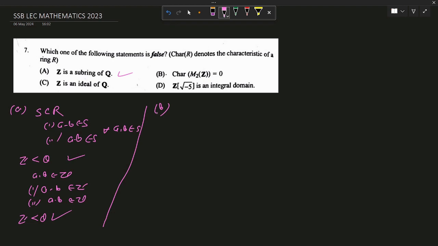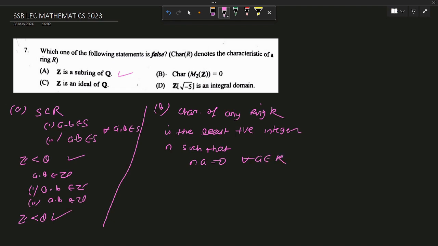Now come to option B. Option B says the characteristic of the ring M2(Z) equals 0. Before that, let me explain what the characteristic of a ring is. The characteristic of any ring R is the least positive integer n such that na equals 0 for all a belongs to R. Okay, so this condition must be satisfied for any ring element.